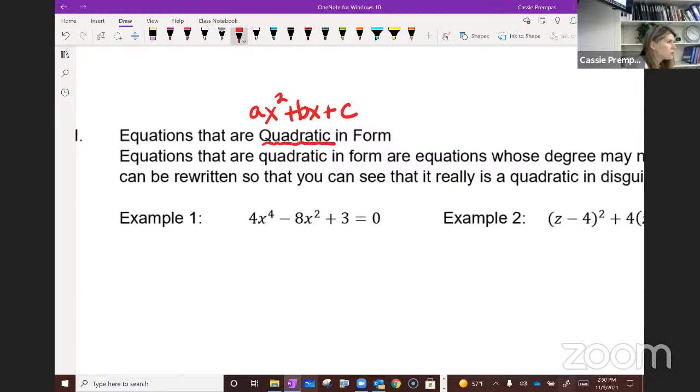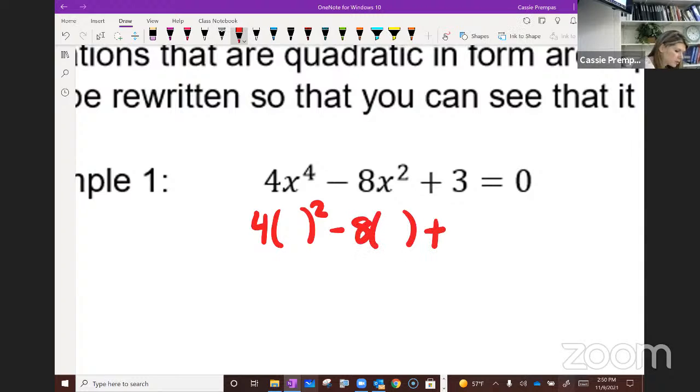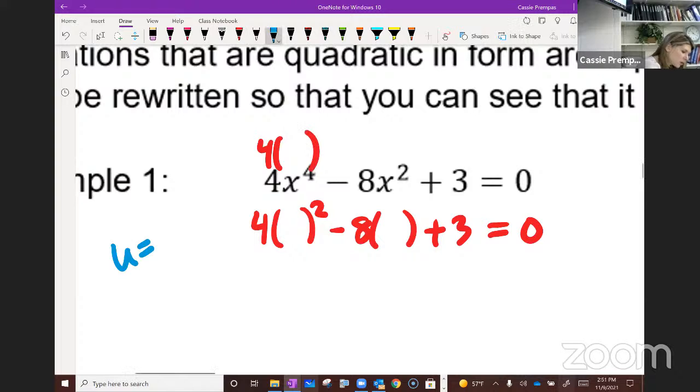You're going to have to use something called U substitution to help you actually see the quadratic better. So if I look at example 1, I can actually write this as 4 times something squared minus 8 times something plus 3. I have to really determine what should I let U replace that would make this fit this format. Allison? Nice. If we look at this as 4 times x squared squared, why can we do that?